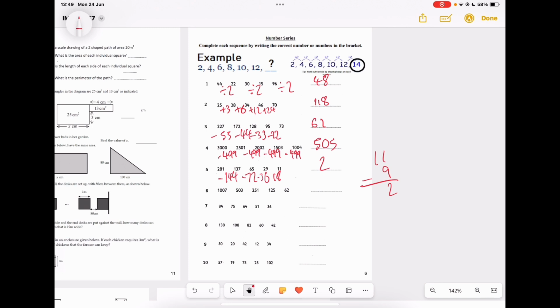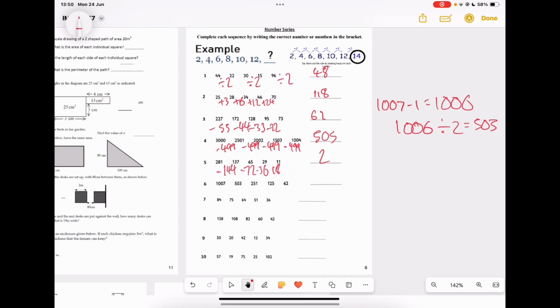So this one is going to be subtracted by 1 and then divided by 2. So 1,007, I'll just write this down as an example. 1,007 minus 1 is 1,006. And 1,006 divided by 2 is equal to 503.